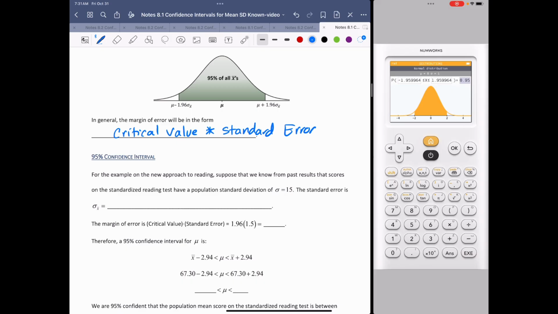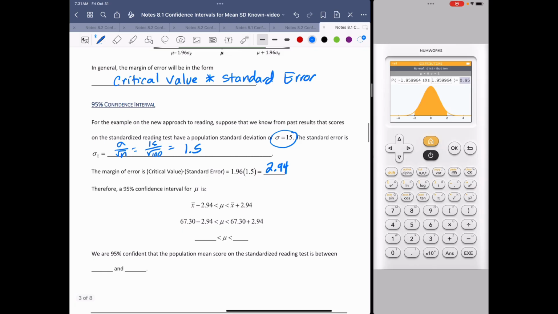For the new example on the approach to reading, suppose that we know from past results that scores on the standardized reading test have a population standard deviation of 15. Now this is sigma. The standard error is sigma of x bar equals sigma over root n equals 15 over our sample of root 100 equals 15 divided by 10 equals 1.5. The margin of error is the critical value times the standard error. 1.96 times 1.5, which is 2.94.